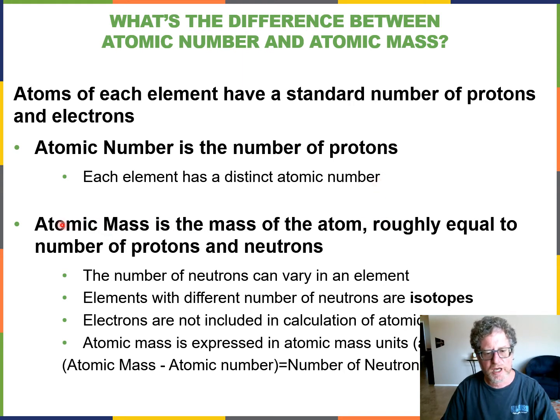Okay? Atomic mass is the number of protons plus the number of neutrons. Sometimes you can have different numbers of neutrons. So people know about carbon-12. Carbon-12 has 6 protons and 6 neutrons, but there's also carbon-14. Carbon-14 has 6 protons and 8 neutrons. 6 protons makes it carbon, and the number of neutrons can vary.